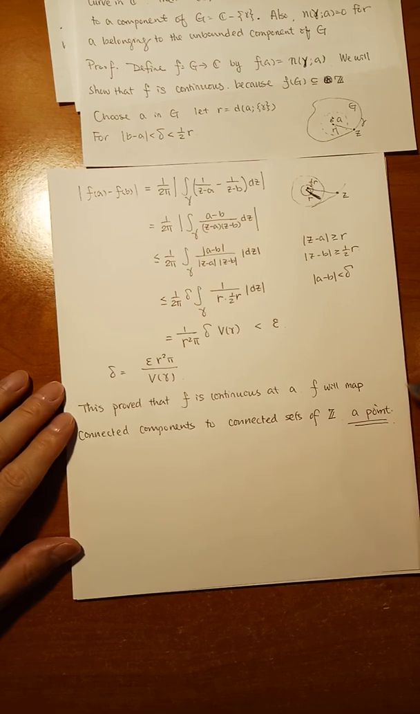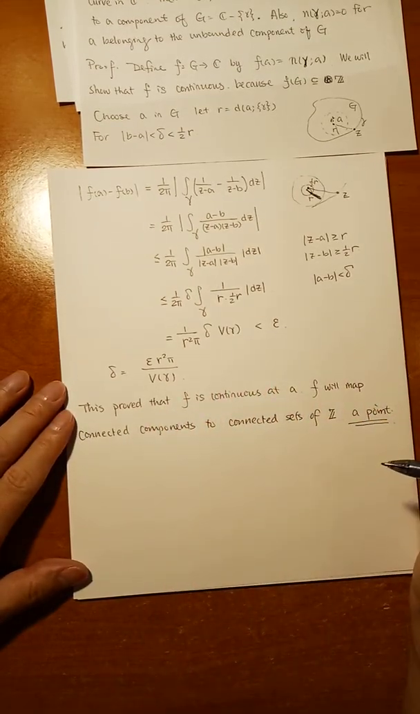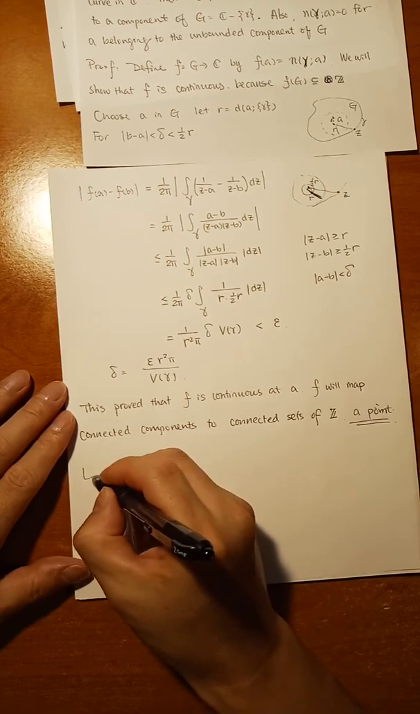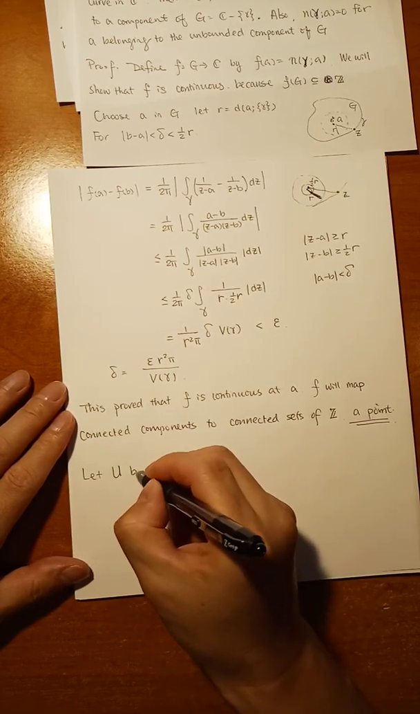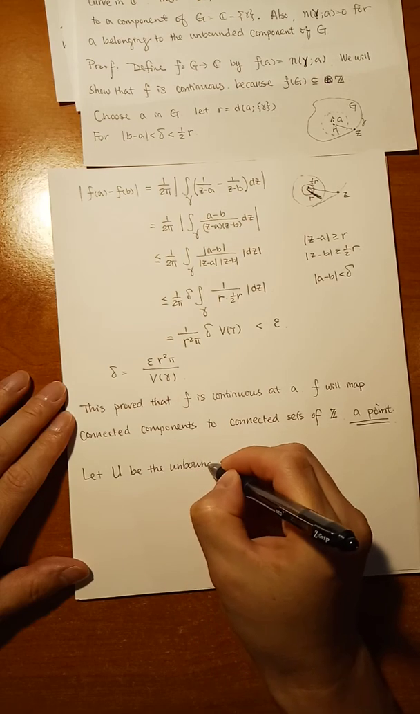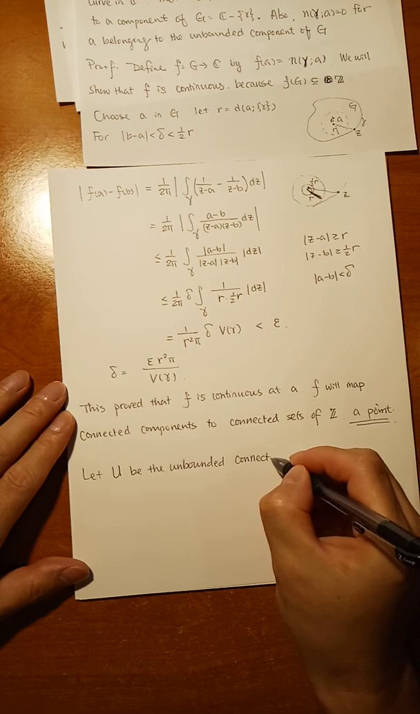We're not done. We only proved that in one connected component, it's a constant. Now we're going to show that outside, it will be 0. Okay, so let U be the unbounded connected component.